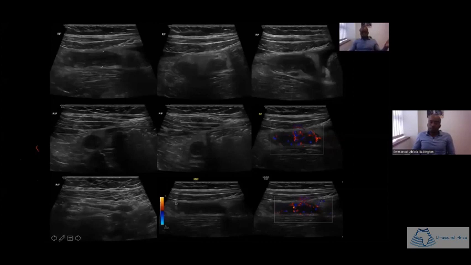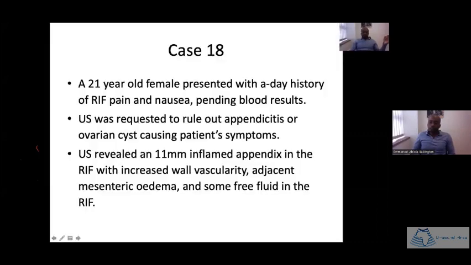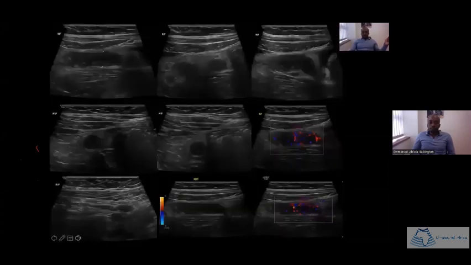That's normal, and the appendix. Yeah, so this was a twin view of color Doppler next to the grayscale. So if you have hypervascularity, that's the appendix there. So for the 21-year-old female, it's appendicitis.